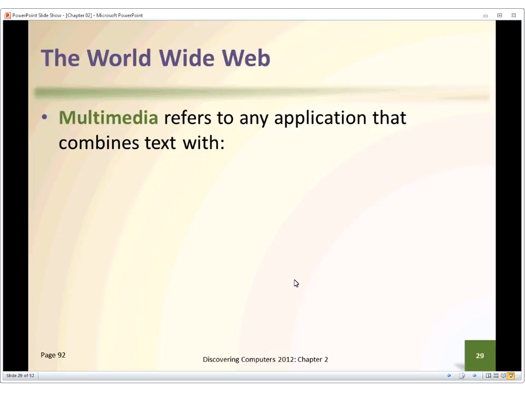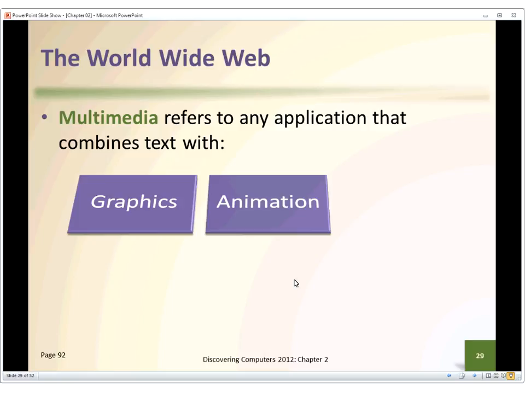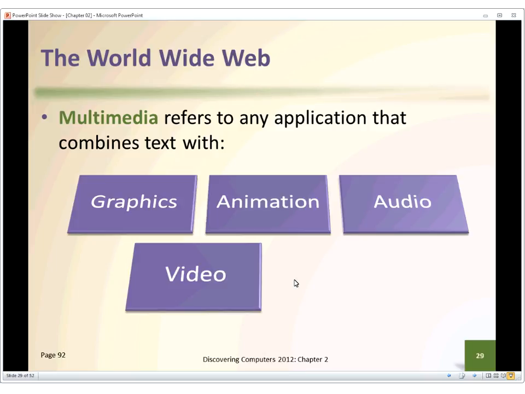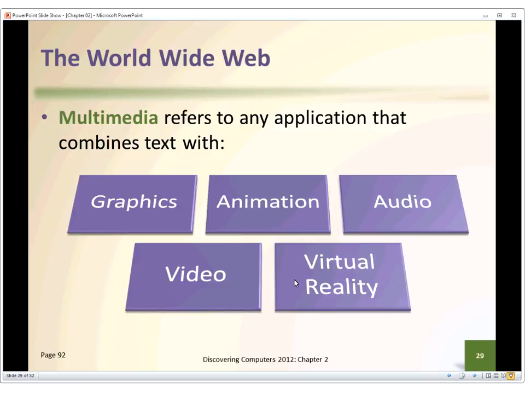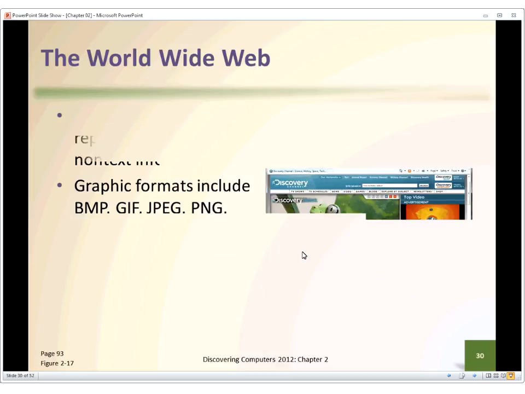All web pages have multimedia features. That means they are a combination of media on each website, and it can include graphics, animation, audio, video, and even virtual reality could be part of that website as well. So each of these are described in the subsequent slides.